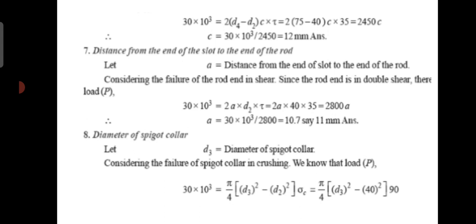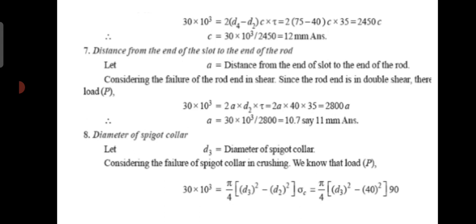Then we want to find the distance from the end of the slot to the end of the rod. Let small a equal the distance from the end of the slot to the end of the rod. The suitable formula is P equals 2a into d2 into tau. P we know is 30 into 10 to the power 3, d2 equal to 40, tau equal to 35, given in our problem. So finally we can find small a equal to 10.7, so we can say 11 millimeter.